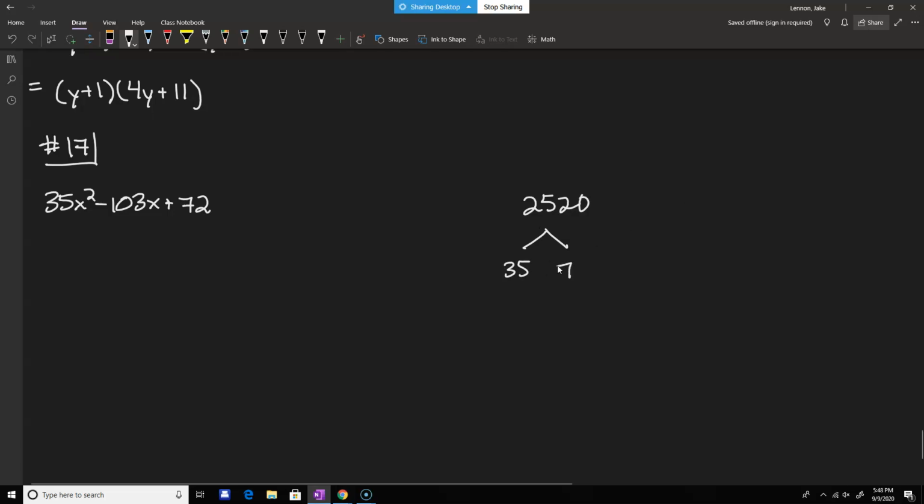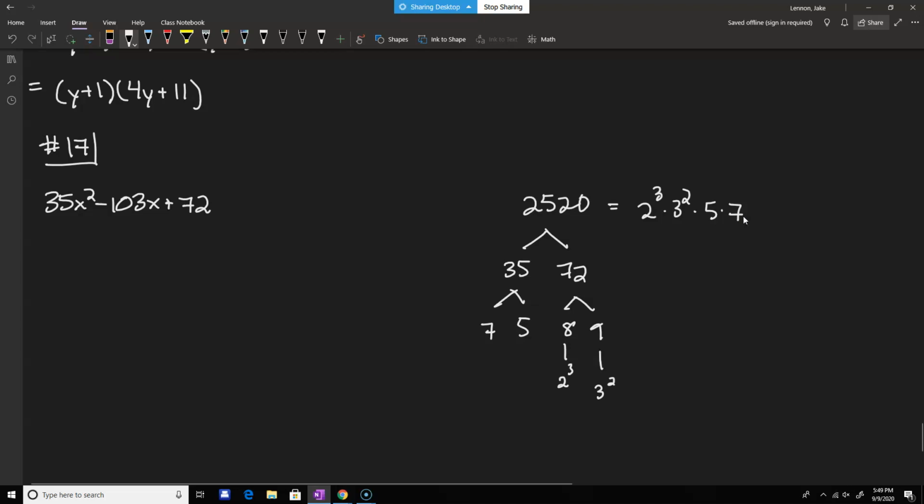So 35 and 72. 35 is 7 times 5. 72 is 8 times 9, let's say. And 8 is 2 to the third, and 9 is 3 squared. So we know this number is really 2 cubed times 3 squared times 5 times 7. That's the prime factorization. Usually they don't come out this complicated, but let's see. I'm just trying all the possibilities.